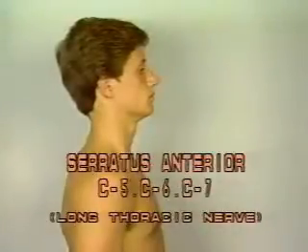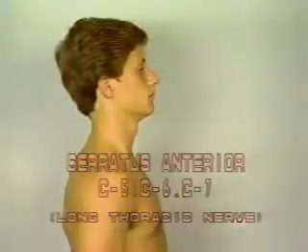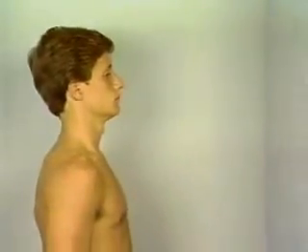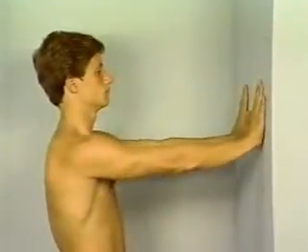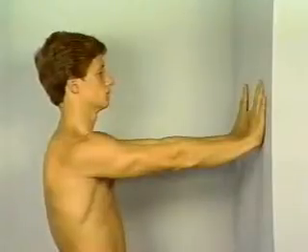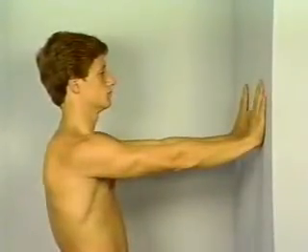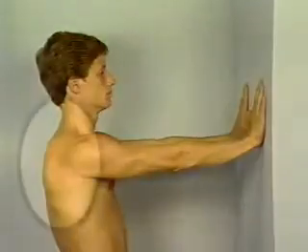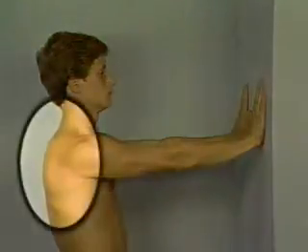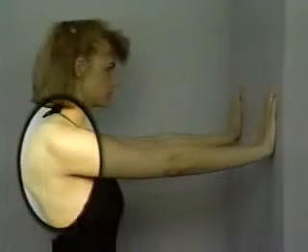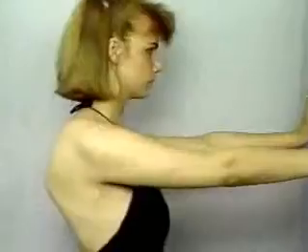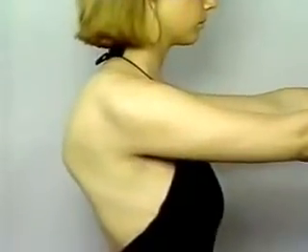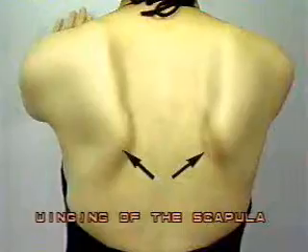Serratus anterior, C5, 6, 7, long thoracic nerve. To test the serratus anterior, instruct the patient to push against the wall with the arms in an extended position. Normally, the medial border of the scapula will remain flat against the posterior chest wall. But if the medial border protrudes away from the chest wall, this denotes weakness of the serratus anterior and is called winging of the scapula.